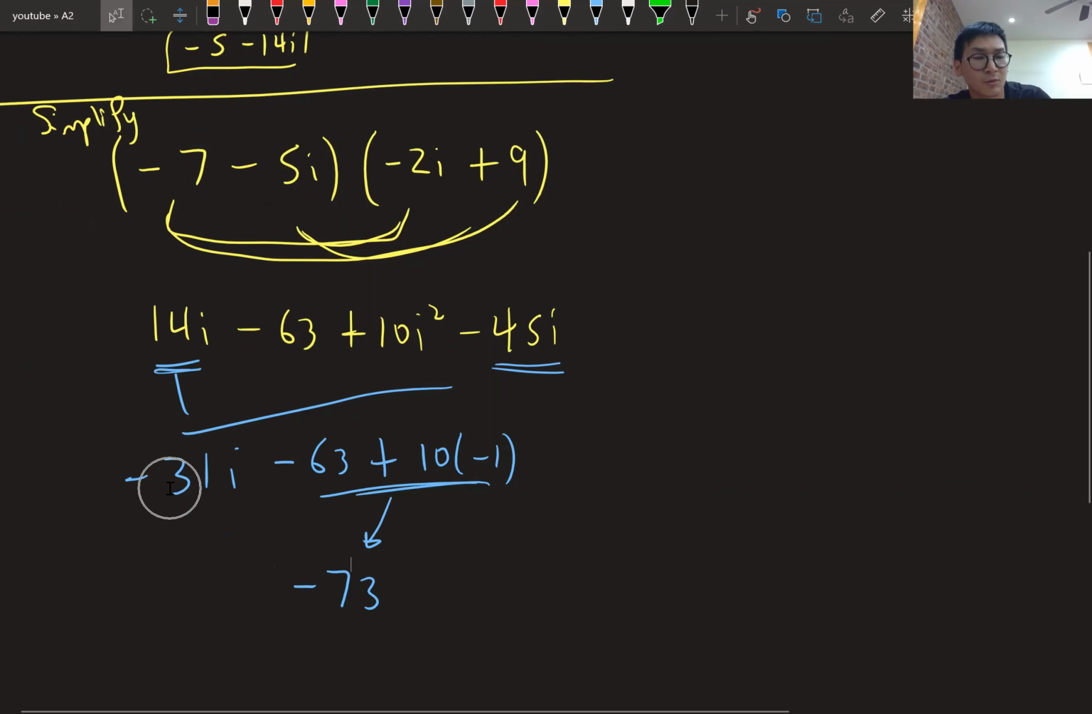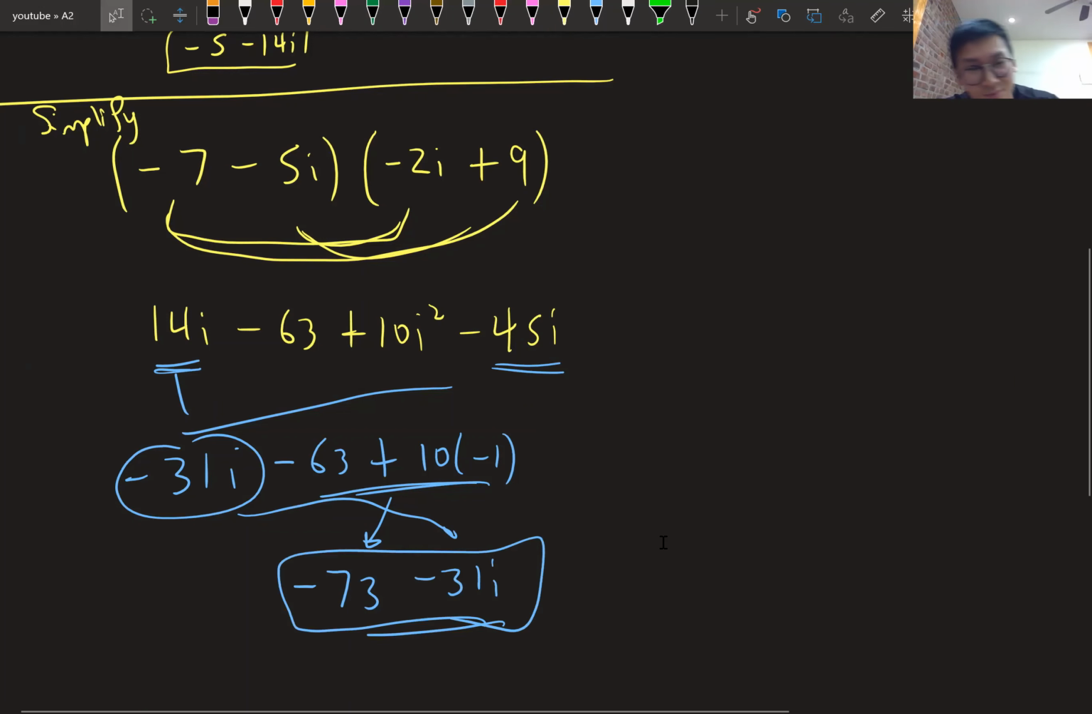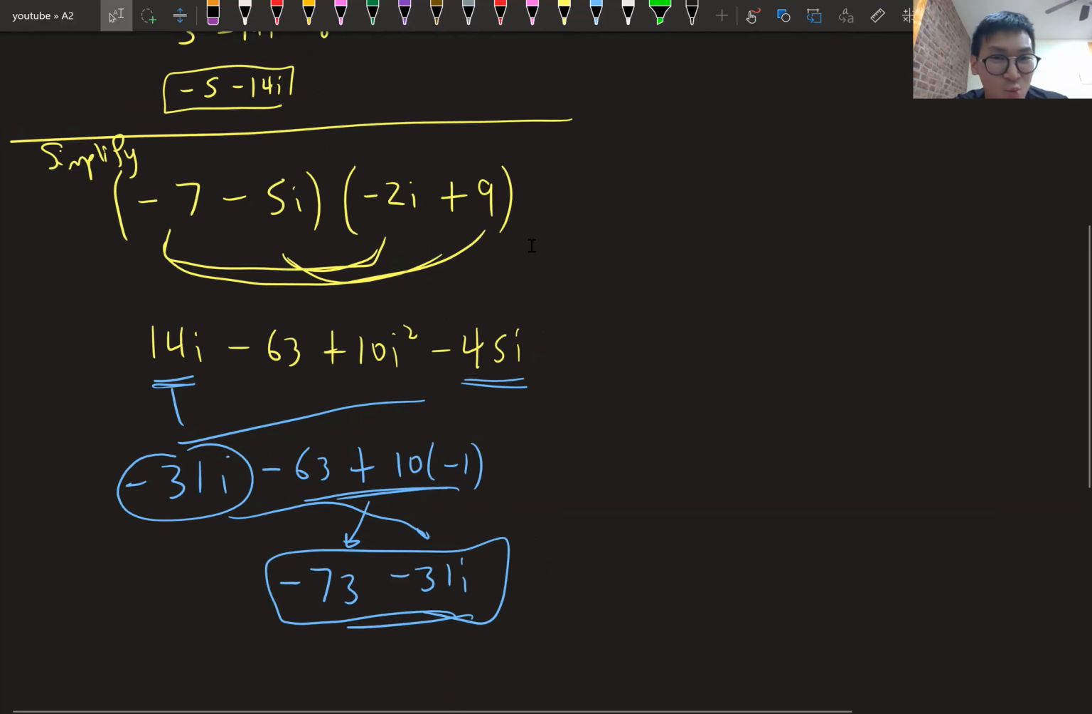And then we want this in a plus bi form. So I'm going to move this to the back. It's just going to be negative 31i. And please check me on this, because I just created these weird questions, so these numbers might be a little sloppy.